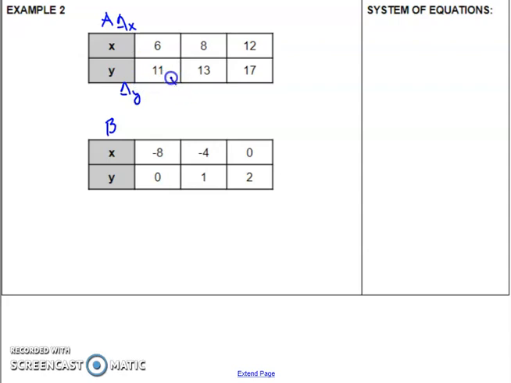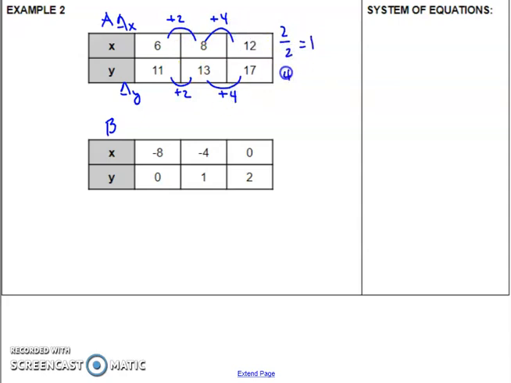Okay, here we go. 11 to 13 is adding 2. 13 to 17 is adding 4. Now our changes in x: 6 to 8 is 2. 8 to 12 is 4. Again, they're different, so we just need to make sure they are simplified the same. 2 divided by 2 gives me 1.